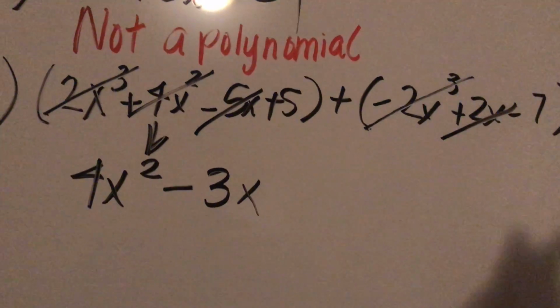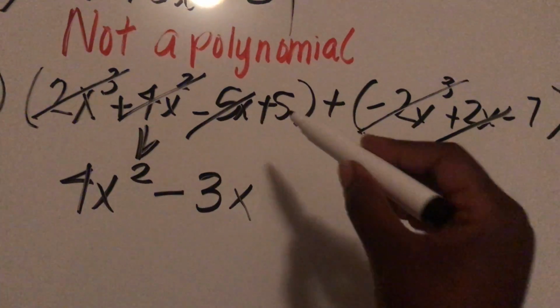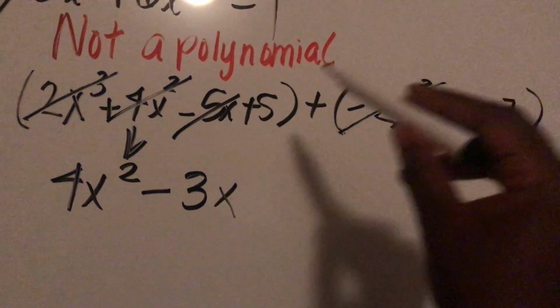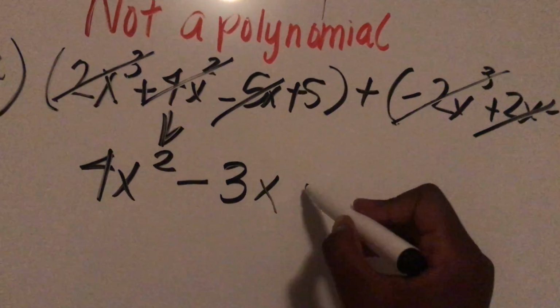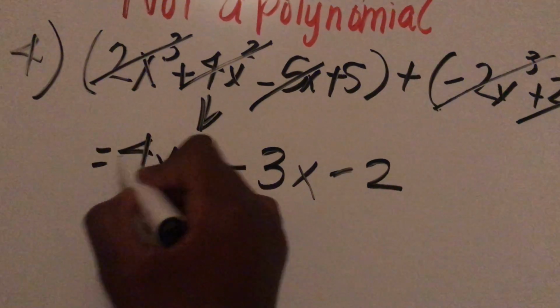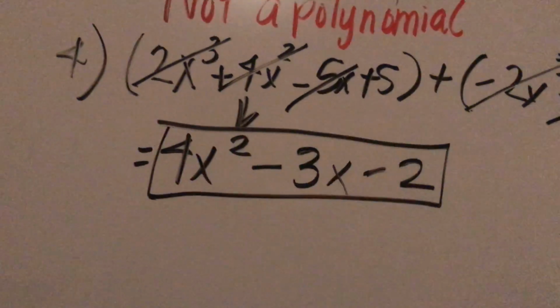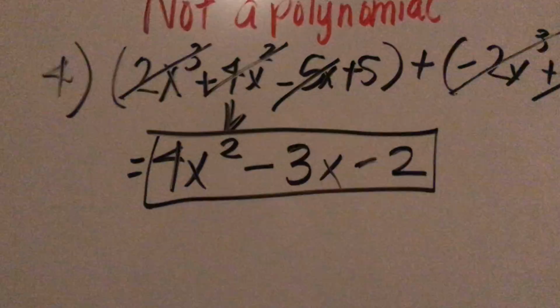Okay, so now we're going to do the constants. We have a positive 5 and a negative 7. So 5 plus negative 7 is negative 2. And this is going to be your answer. 4x squared minus 3x minus 2.